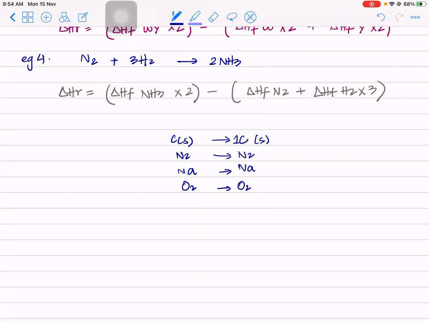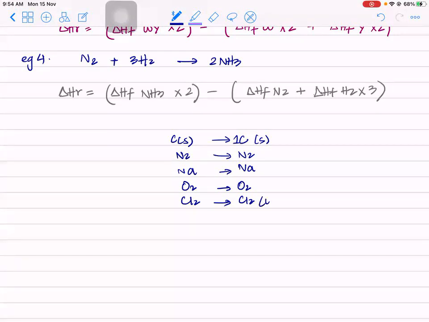You understand that? That is why, if I say write down the formation of chlorine, that will be chlorine being formed from chlorine. There is no energy change. So can I say the enthalpy change of formation for elements in their standard form would be 0? Anywhere you see an element in its standard form, formation would be 0.